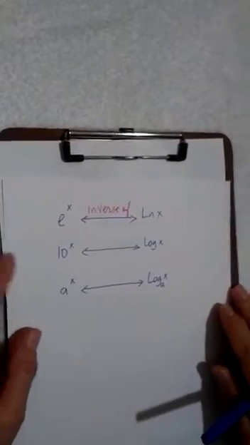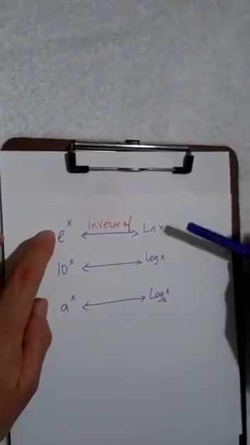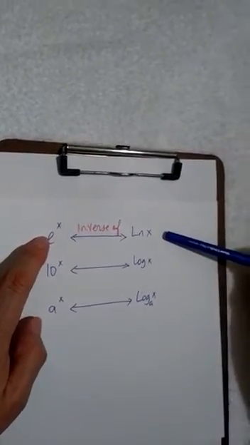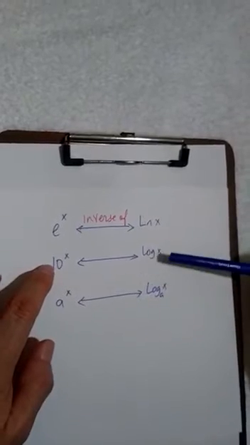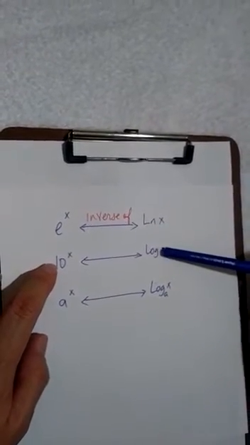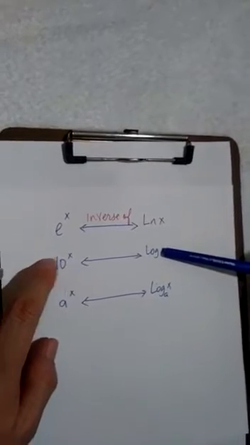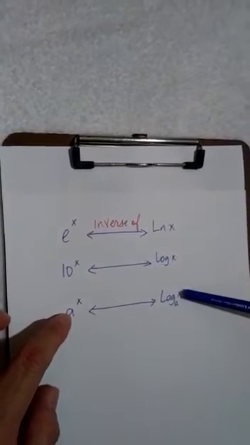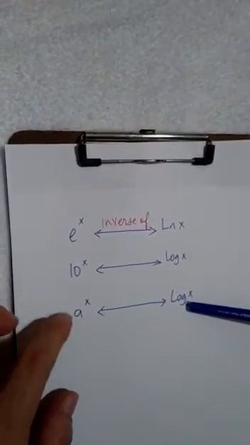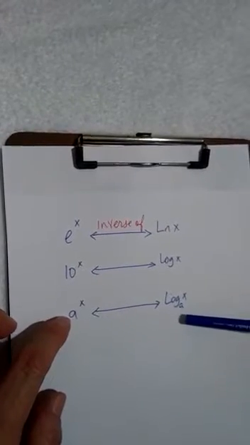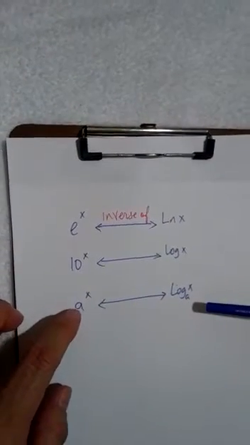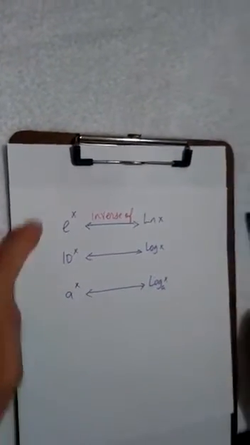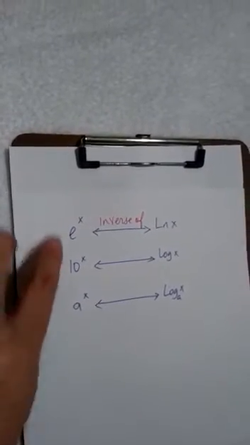For example, if you have an equation with e to the x in it, you apply ln x. If you have an equation with ln x, you apply e to the x. If you have an equation with 10 to the x, you take logarithms of both sides. If you have an equation with logarithms, you apply 10 to the x, so you raise each side to the power 10. If you have an equation with a to the x, you take log of both sides in base a, so it will cancel the a. If you have an equation with a log, you raise each side, a to the power each side, to cancel the logarithm. And this is very important to remember when you're solving these equations.